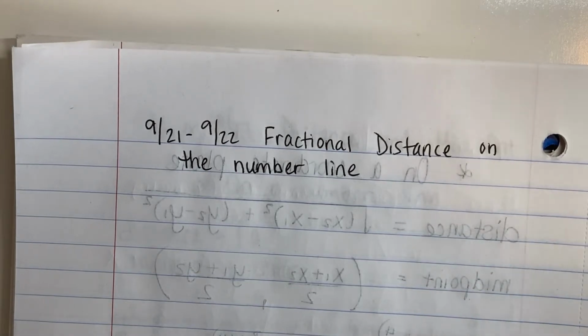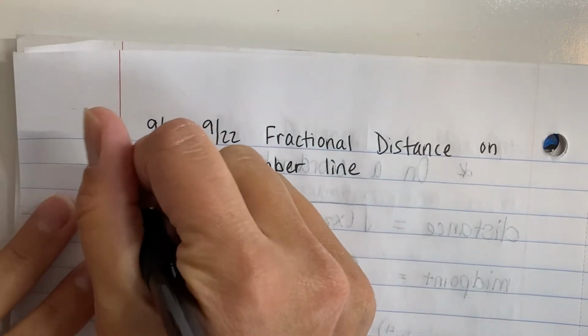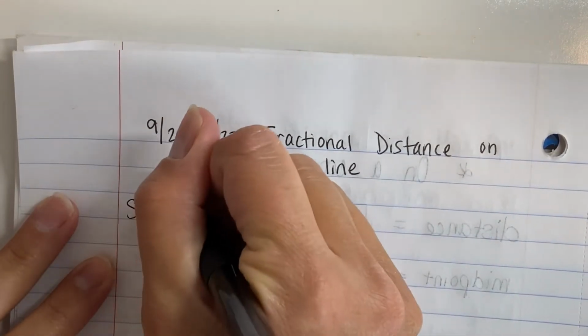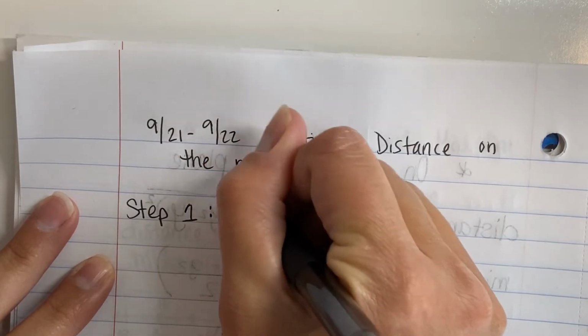Okay, so we've kind of already done some fractional distance. If I said, find the distance that is 1/2 of the way from A to B, whatever A and B is, well, that's just the midpoint, so you've kind of already done it. But now we're going to be 2/3 or 1/4 and so on. So we're going to write steps to this. Step 1 is find the distance.